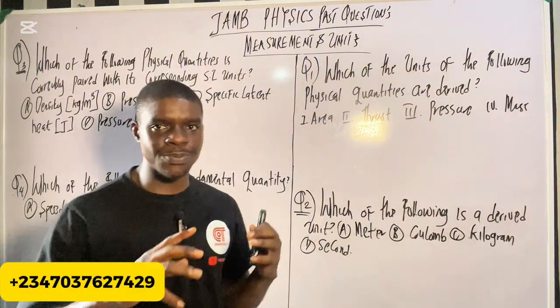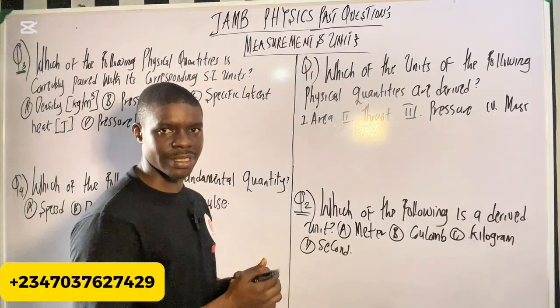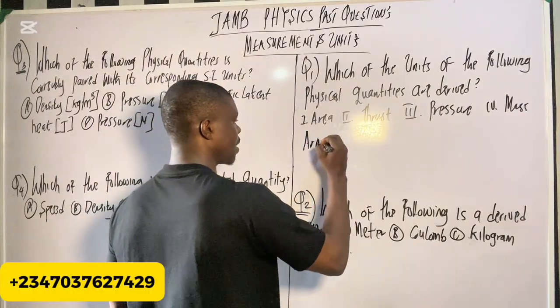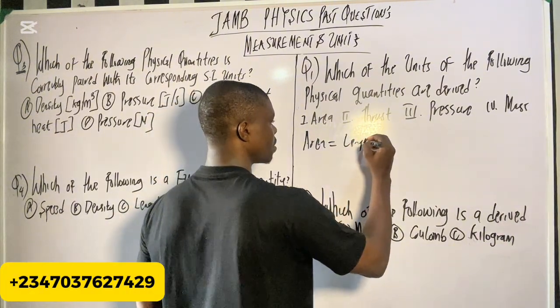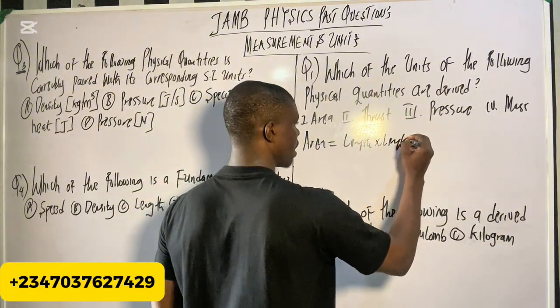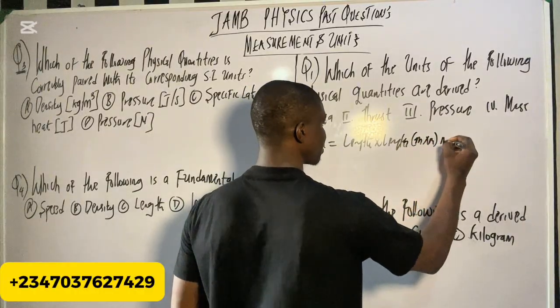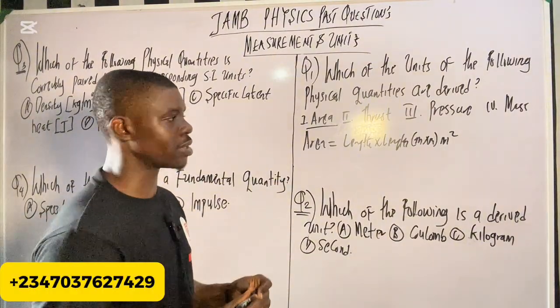If you have studied, you know that area is a derived quantity. Area is a derived quantity because area is got from length times length, which is meter times meter, which is going to be meter squared. Do you understand? So this is a derived quantity.